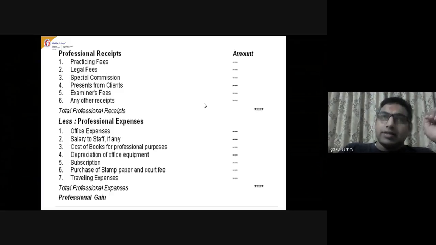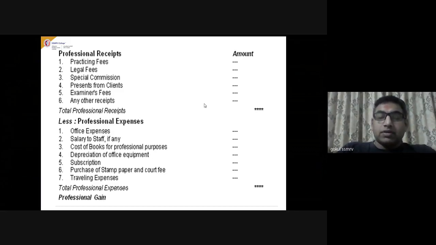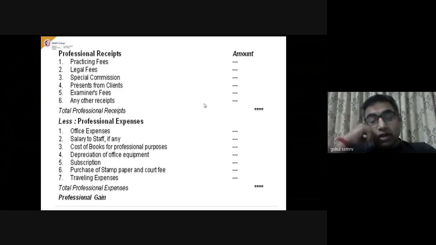Less professional expenses. What are the professional expenses? I hope I've told you just about what the professional receipts are. Less professional expenses. What are his professional expenses? Obviously, a lawyer needs to have an office. So the expenses that he incurs on the office are his professional expense. Second, he will also have some staff working in the office. So any expenses related to staff also become part of his expenditures.